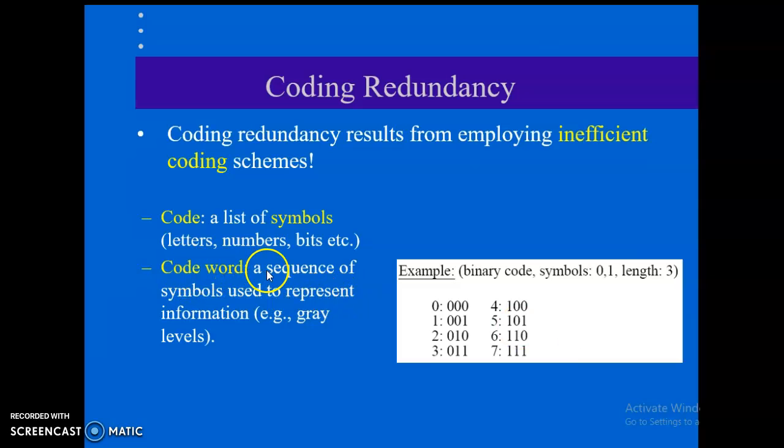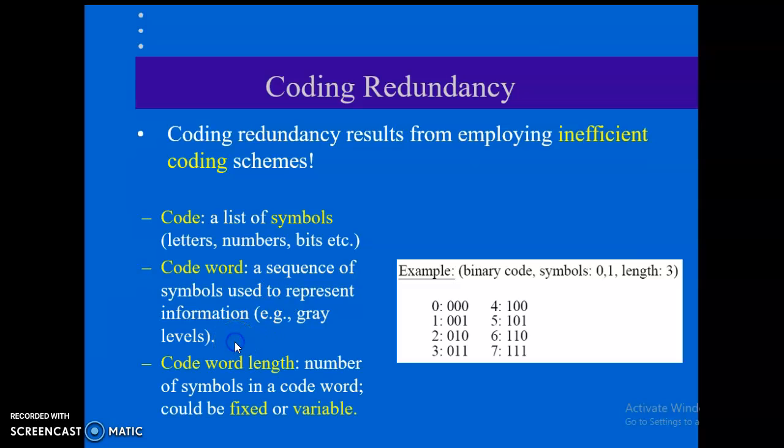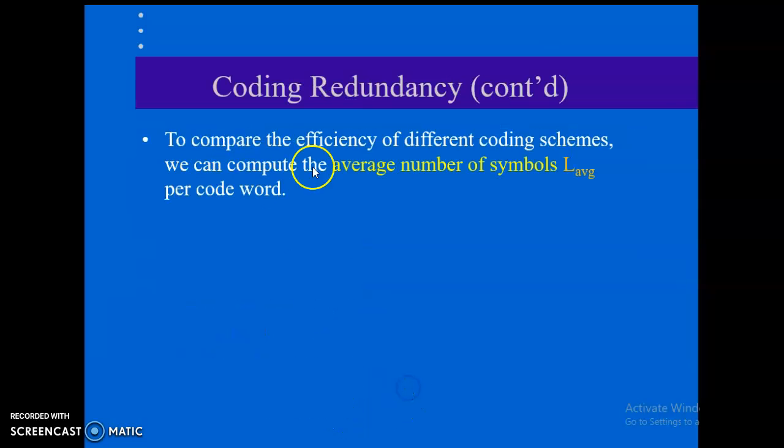Code word: a sequence of symbols used to represent information, for example gray levels. Code word length is the number of symbols in a code word, which could be fixed or variable. This relates to coding redundancy.